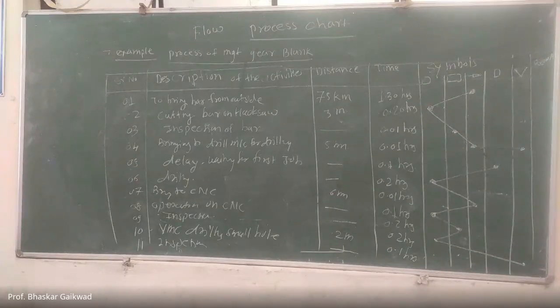Flow process charts means in which way the material will flow from the cutting section or from the store to the stock of the finished product. In some places operation will be there, some places inspection will be there, some places transportation will be there. Because of some unavoidable problems, delay will be there, and after this you can submit the jobs in the stores, or after that dispatch will be there. So this is about the flow process chart.